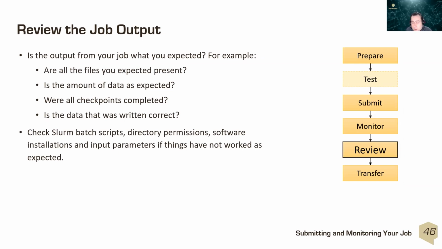If things haven't gone right, then it's a good idea to check your Slurm batch script, check permissions on directories, software installations, and input parameters. And often, hopefully, there's error messages that provide some information on what's gone wrong that will help you work your way through figuring it out.